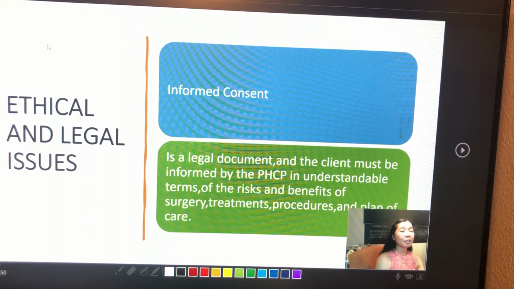An informed consent is a legal document, and the client must be informed by the primary healthcare professional in understandable terms of the risks and benefits of surgery, treatments, procedures, and plan of care. The client needs to be a participant in decisions regarding healthcare.